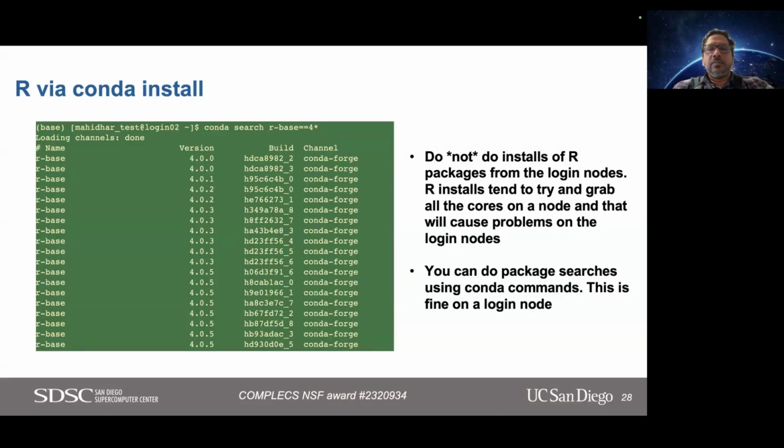Another thing with R is if you do a conda install with R, don't do it on the login node, because again, it's going to basically fill up the login node completely. What it does is it detects how many cores are on the node, and it tries to use all of them. And we have limits. So the net result is your conda install will hang. You can do basic checks if you want, but make sure you set the number of threads to 1, like OMP_NUM_THREADS to 1 before you do that, and then that is okay.